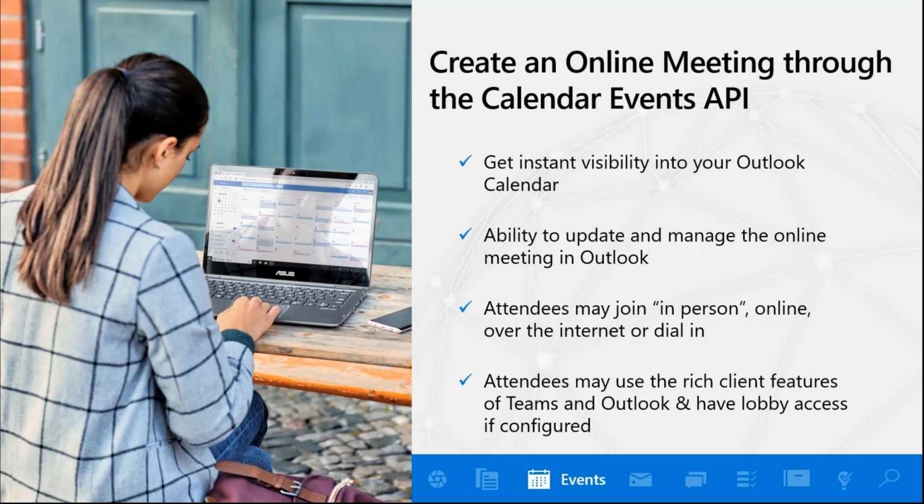The ability to update and manage the online meeting experience in Outlook is another one. You'll see me talk about this a little bit later when we talk about the meeting lobby. And attendees may join in person, online, over the internet, or via dial-in. So there are different modalities of how a person can join this meeting. And obviously, if they have the rich client features, inside Microsoft Teams or Microsoft Outlook, these are areas where you can get the full, rich feature set.